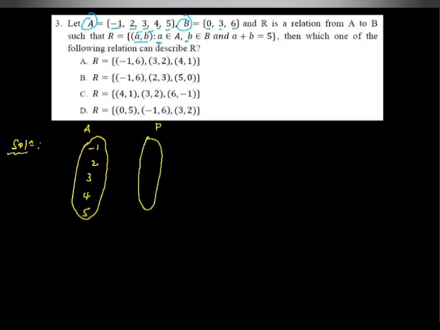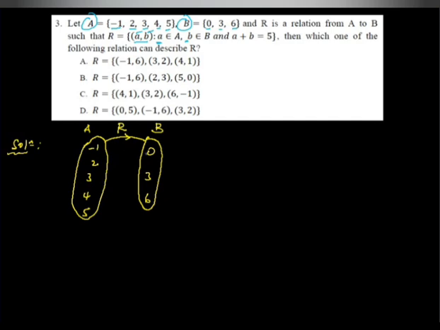We have two sets A and B. Say the first set A has the elements -1, 2, 3, 4, 5, and set B contains the elements 0, 3, 6. R is a relation from A to B with some condition.